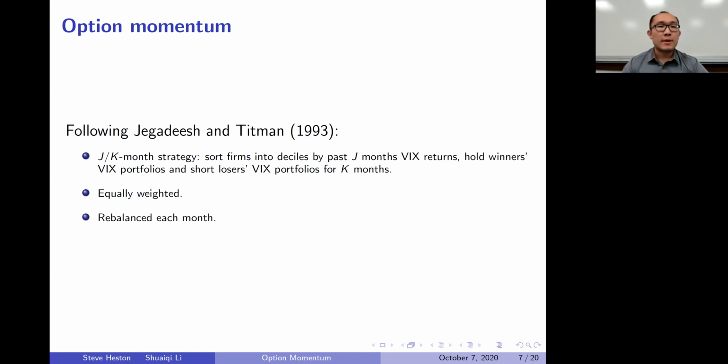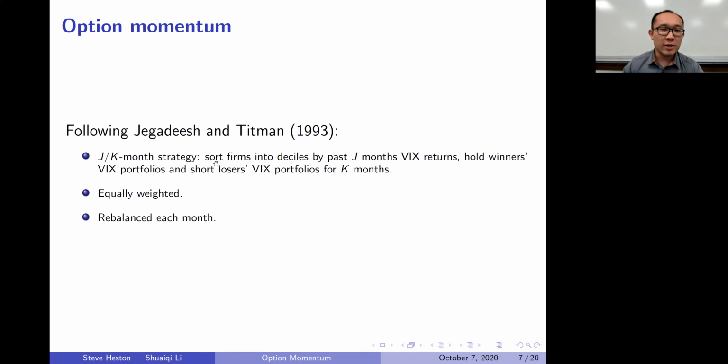All right. Next, we apply this technique and compute the VIX return for S&P 500 stocks and document momentum in the option market. We follow the classical methodology in the Jegadeesh and Titman 93 paper. We use their J-K months strategy. Each month, we sort firms into deciles by their past J months VIX return. Then we hold the winners' VIX portfolio and short the losers for the following K months.